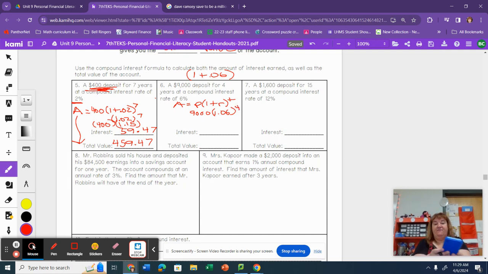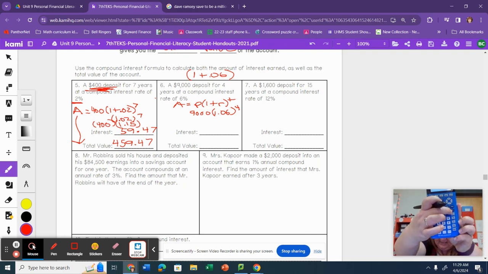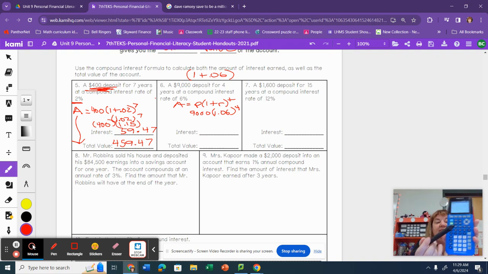So again, if you're getting confused on this, I'm going to show you this again. I would do 1.06, that caret button. It's underneath the clear, right there. You push that button, and then you put in a 4. And then you go times 9,000. And my total amount is 11362.29.